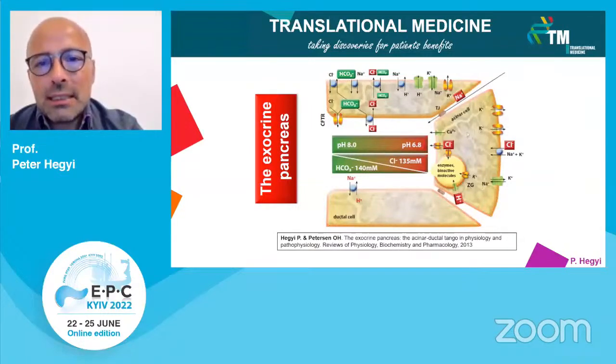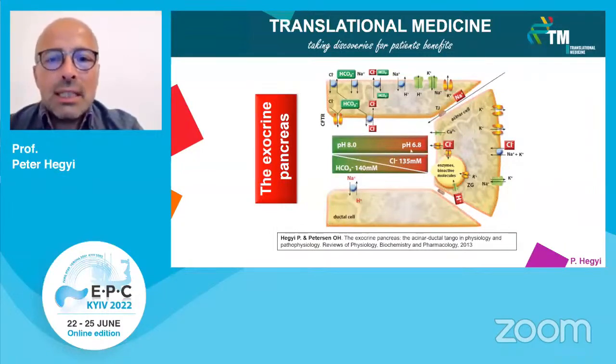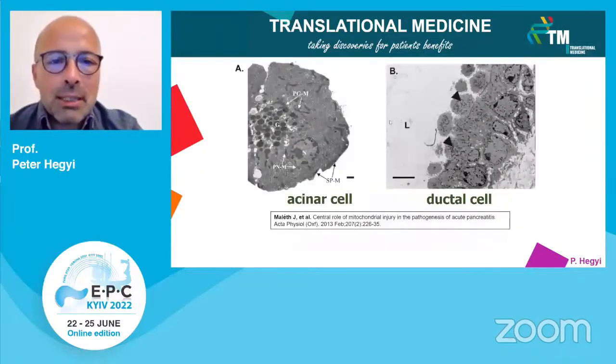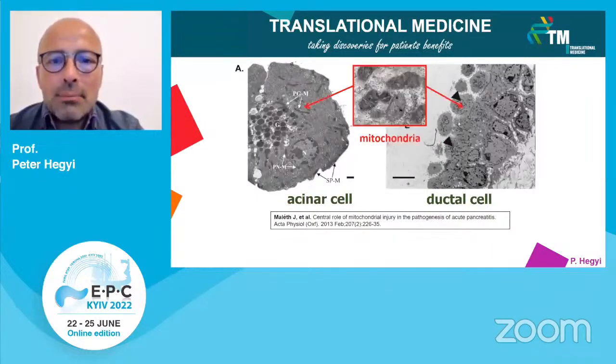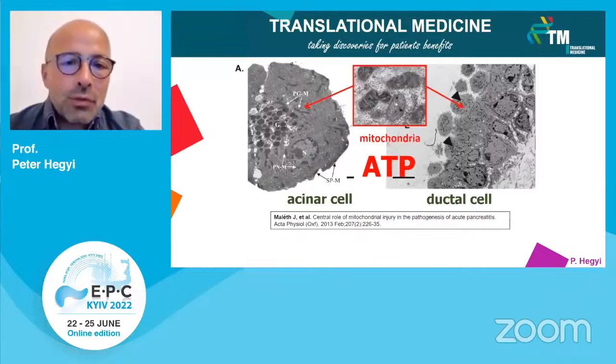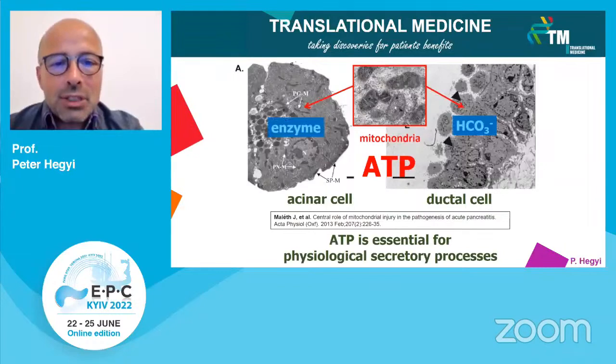The pancreatic acinar cells secrete a large amount of bioactive molecules, including pancreatic enzymes. However, pancreatic ducts secrete a bicarbonate-rich, isotonic, alkaline solution to the pancreatic lumen, and these two cell types provide approximately 1.5 liters of fluid daily. If we look at an electron microscopic picture of the two cell types, you can see a huge amount of mitochondria in both cell types. And of course, we know that they produce lots of energy, which is essential for physiological secretory processes.